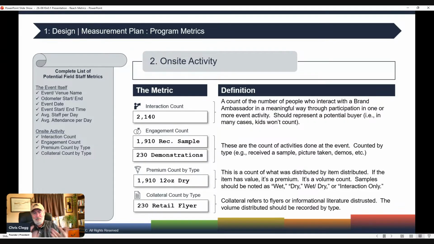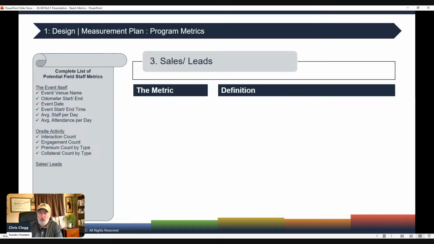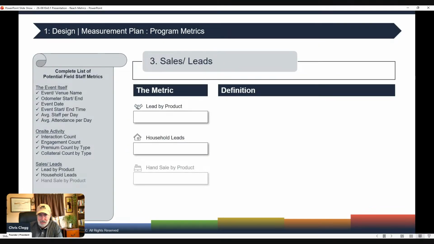And so that kind of management of inventory is really helpful, but it also gives you data information about what you did with consumers to generate some kind of response. So that's the way you would assess what you did on site with your actual activity. Now, if your event had the opportunity to collect leads or to sell, there are 4 metrics we'd recommend that you take into consideration for that. There is the lead by product.